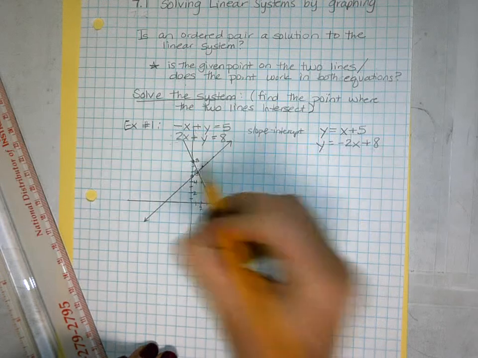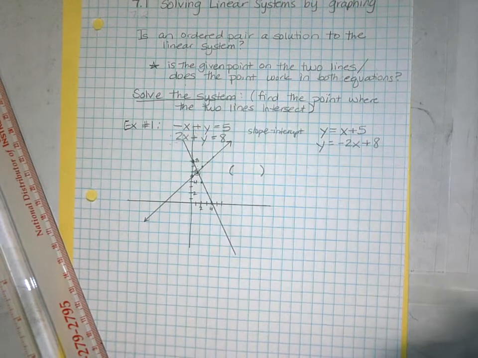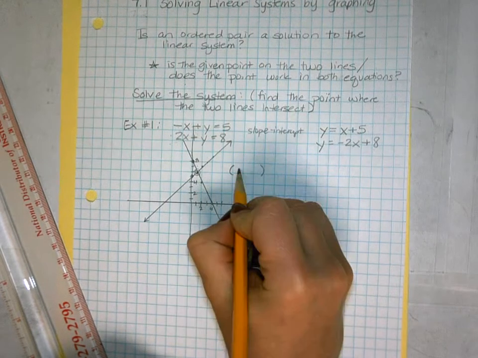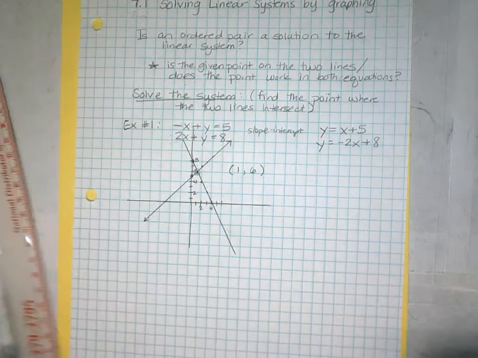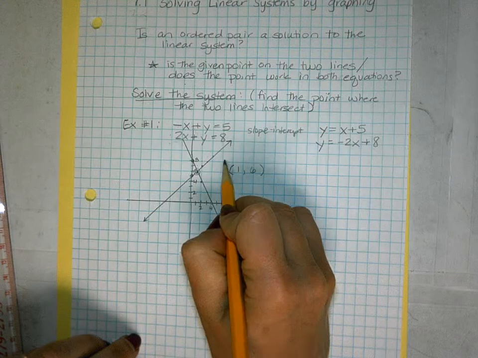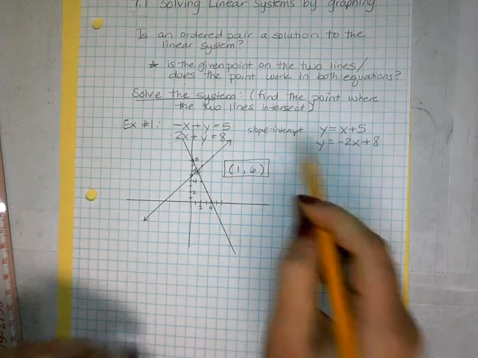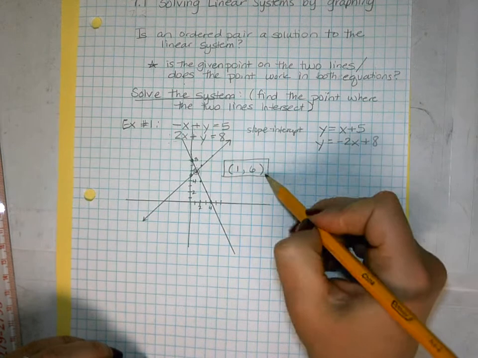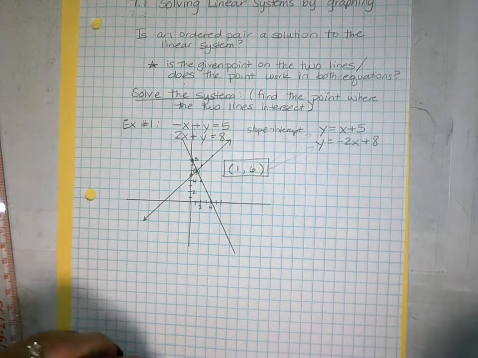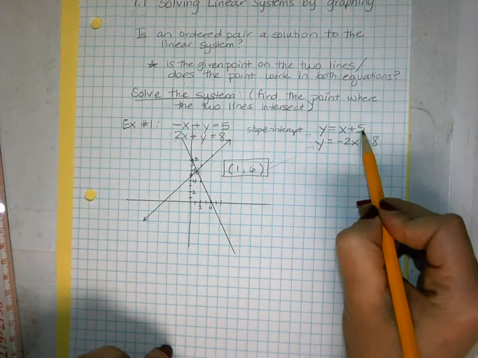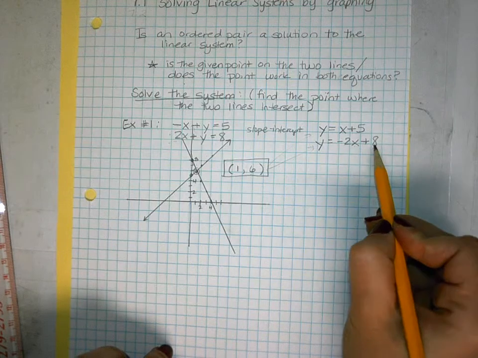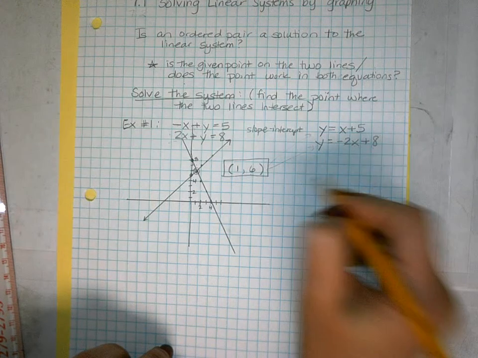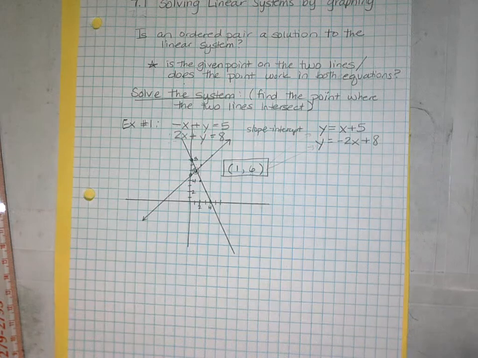They cross at this point here. That point is at 1 over, up 6. Now, how would you check that? How would you verify that (1, 6) is the solution to my system? I could check by plugging in, right, plugging into both of these. Is 1 plus 5 equal to 6? Is negative 2 times 1 plus 8 equal to 6? Yes. So I could check by plugging back in. Okay?